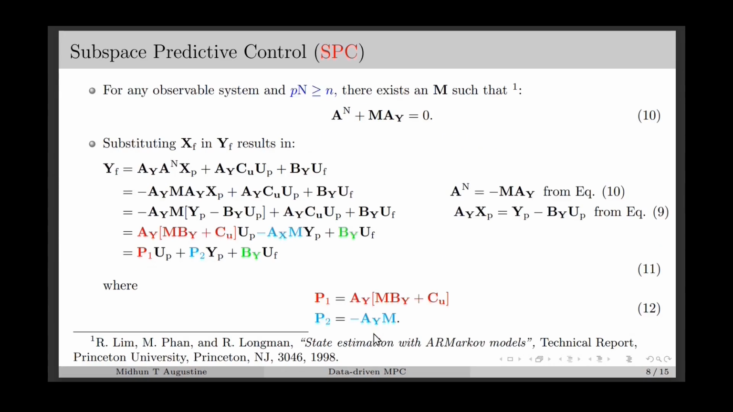Now we will be using a result from the literature which says that for any observable system and with capital N satisfying this criteria, there exists a matrix M which satisfies equation 10. This indicates that A raised to n can be written as minus MA, which will be used in the next equation, where we substitute XF in the equation for YF and substitute this criteria from this equation. Simplifying the terms, we obtain YF equal to P1 UP plus P2 YP plus By UF, where P1 and P2 are defined as in equation 12.